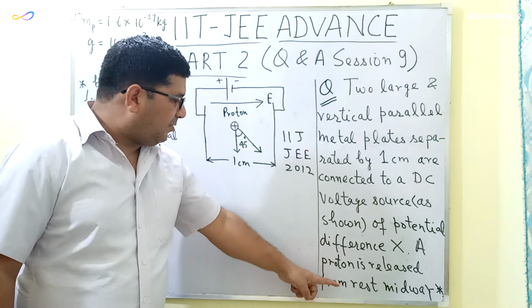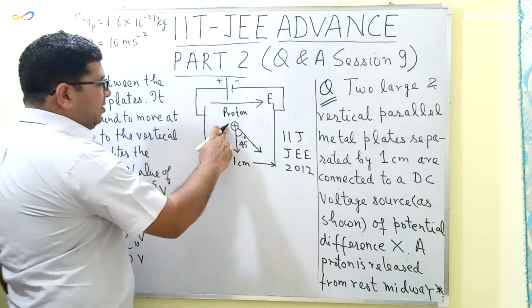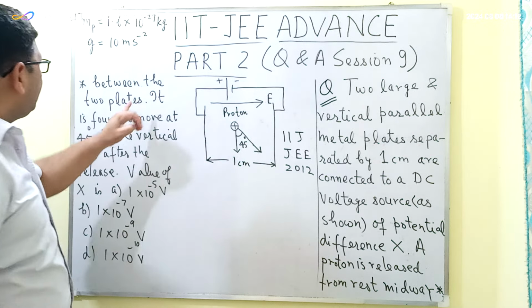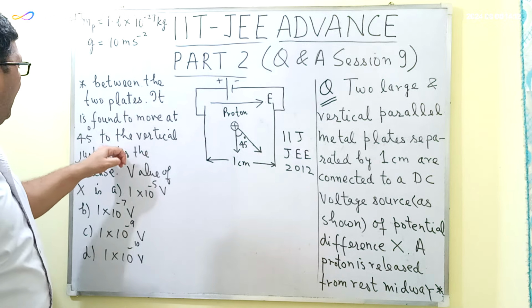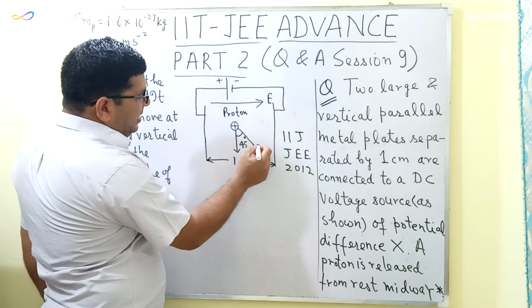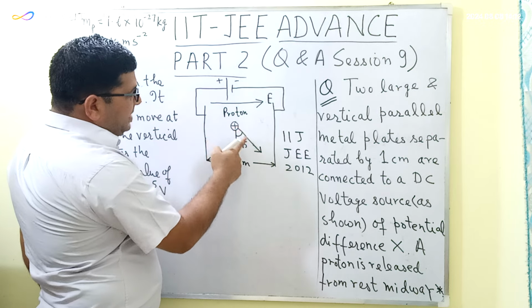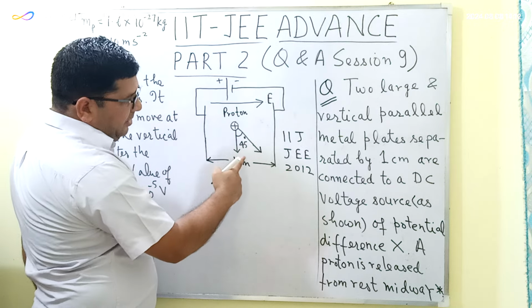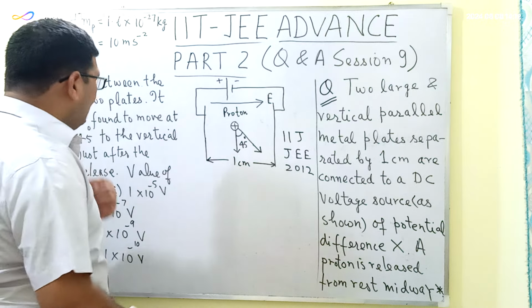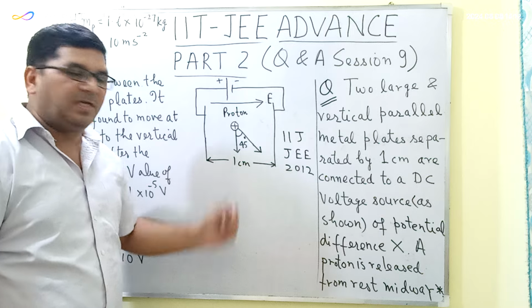A proton is released from rest midway between the two plates as shown in this figure. So this is a proton. It is released from rest midway between these two plates, and it is found to move at 45 degree to the vertical just after the release. So this proton is moving along this direction as indicated by this arrow. So the proton moves at an angle of 45 degree with the vertical when it is released at the midpoint of these two plates. So we have to find the value of X. X means the potential difference across these two plates.